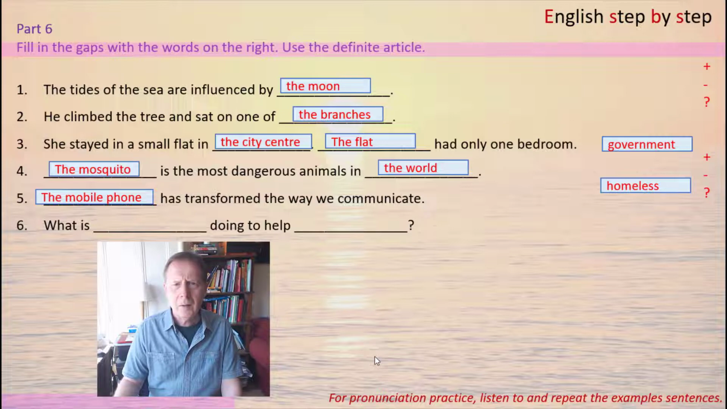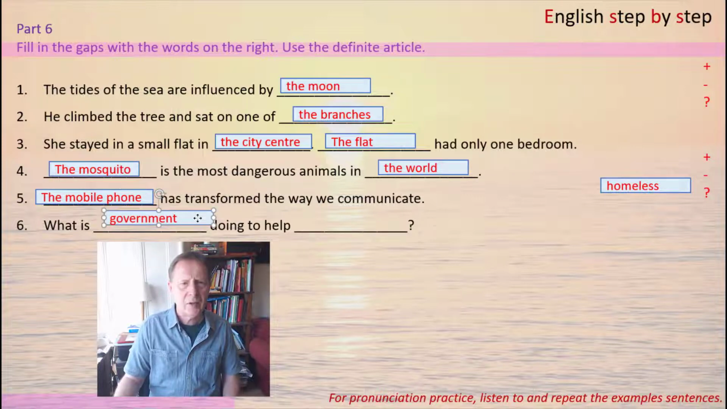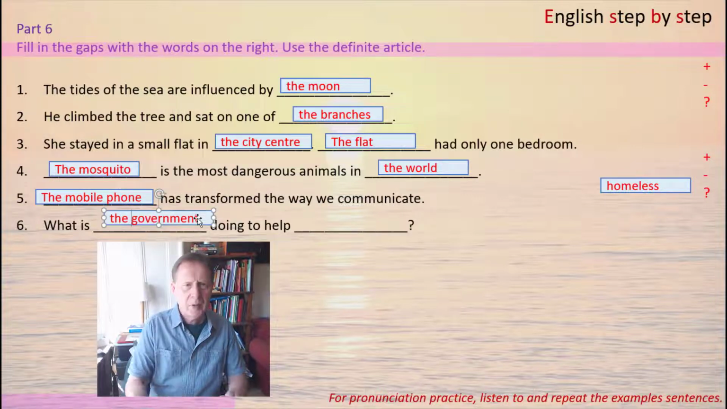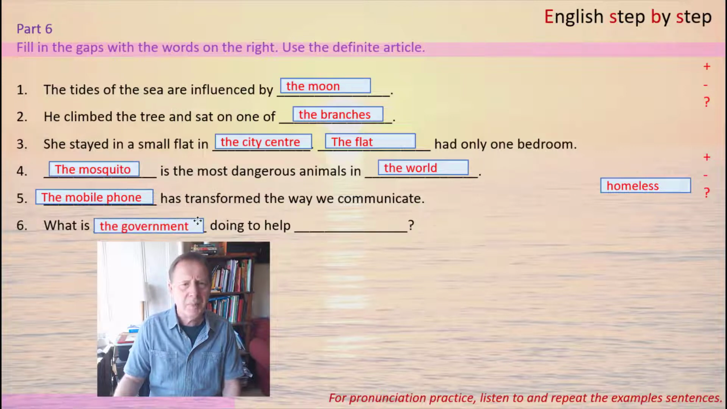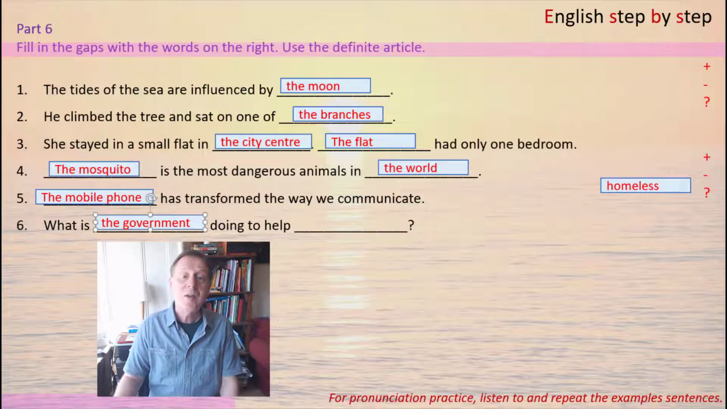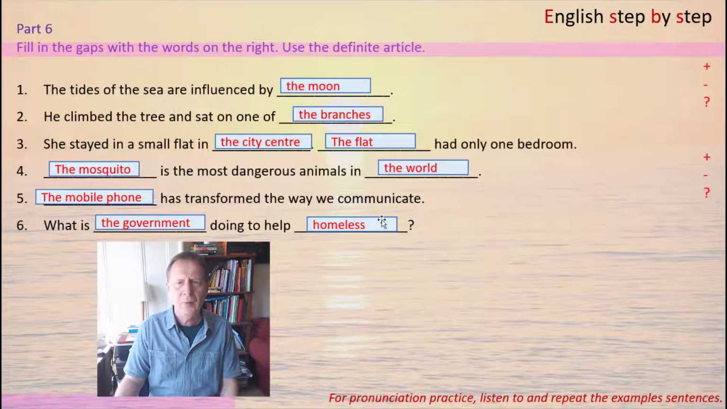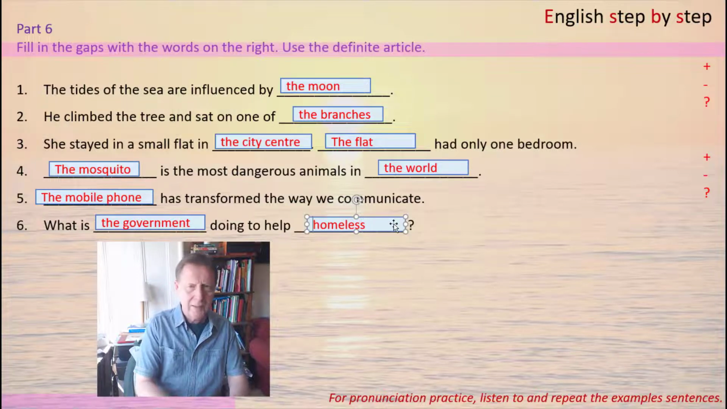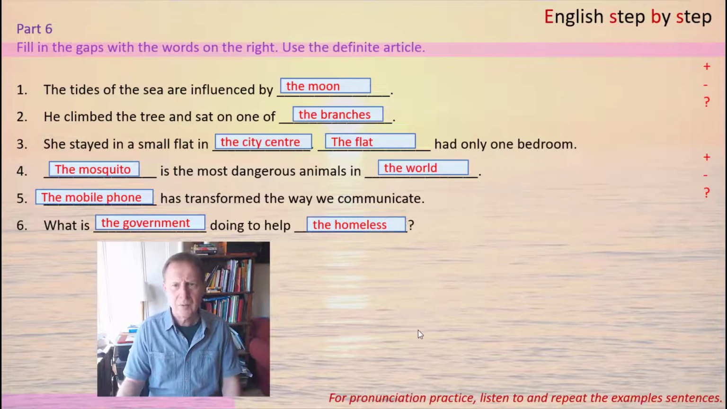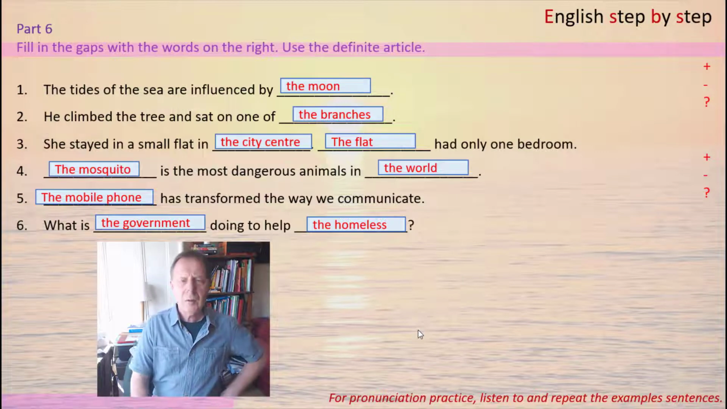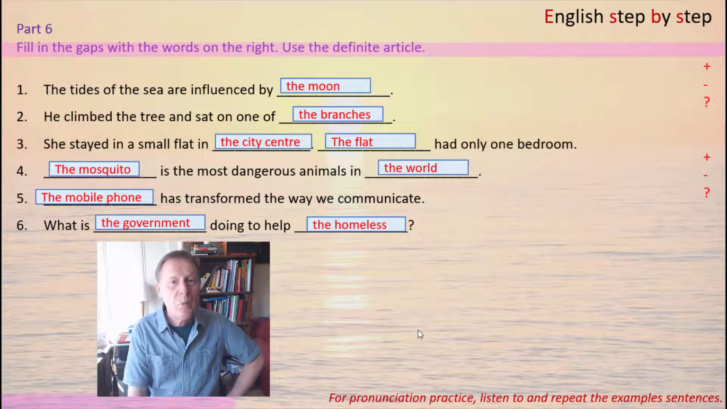Now the next one we need to talk about government, and here we'll put in the definite article the government, because it's a specific unique government. What is the government doing to help? And then again we have a category of people, a social category, and in this case it's the homeless. So there you have lots of examples of when we use the definite article the.